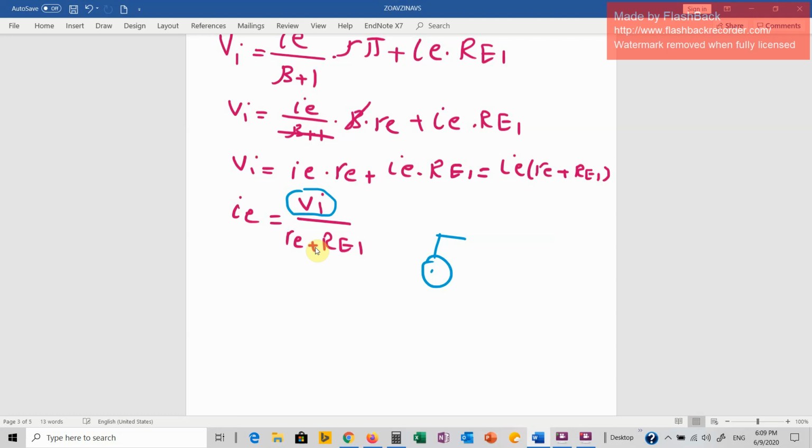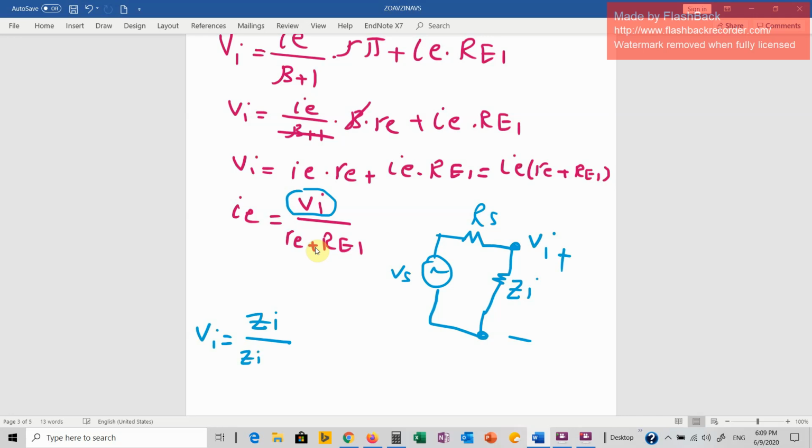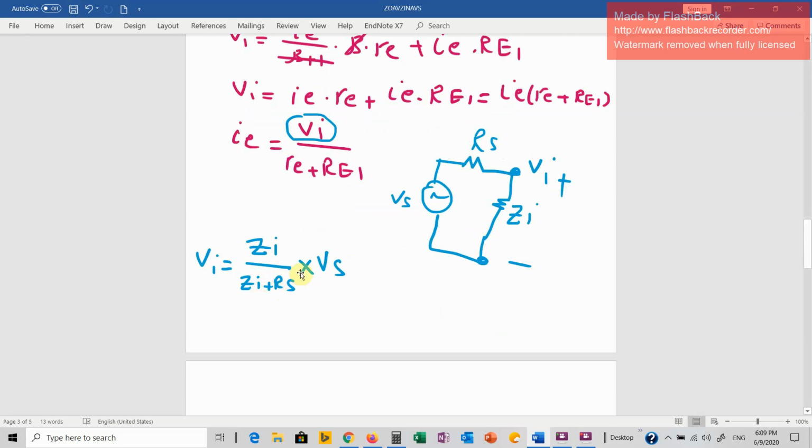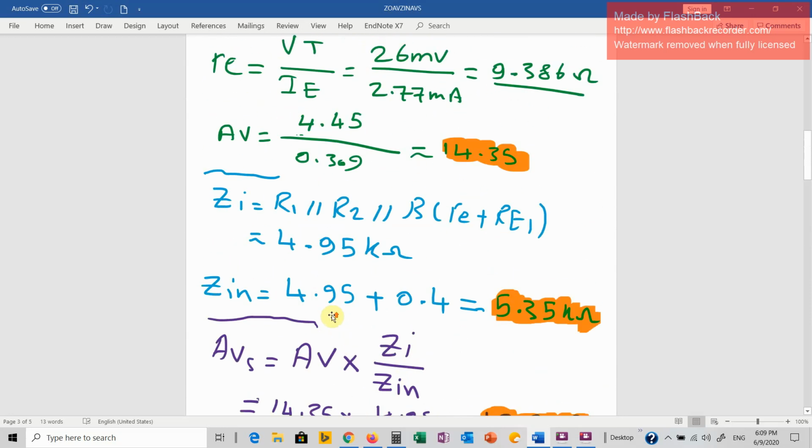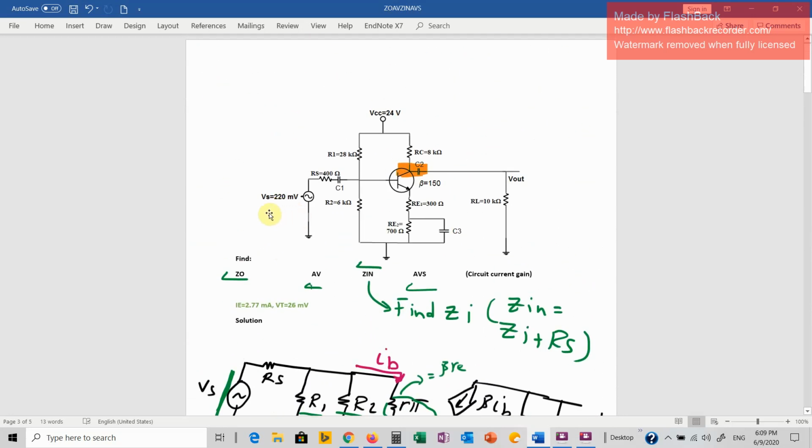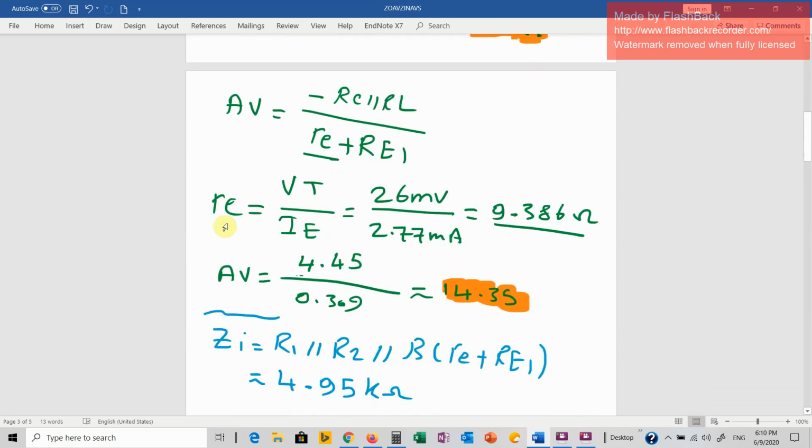This is my Vs, and this is Rs, and this is Zi, right? Zi is a combination of R1 and R2 and beta RE plus RE1. And this is going to be my Vi, this voltage. So simply you can apply a voltage divider. You can say Vi is equal to Zi over Zi plus Rs times Vs. Vs is given, it is equal to 220 millivolts.